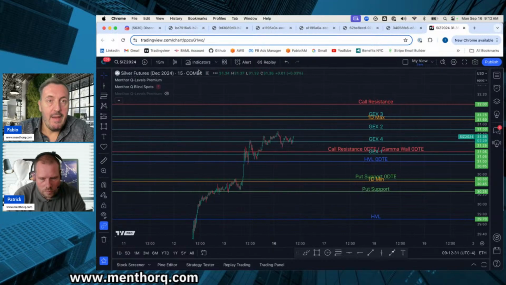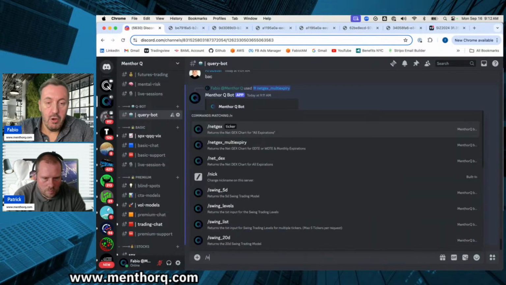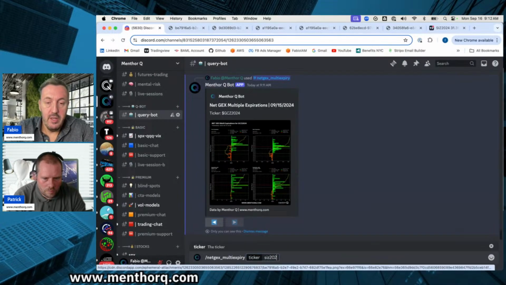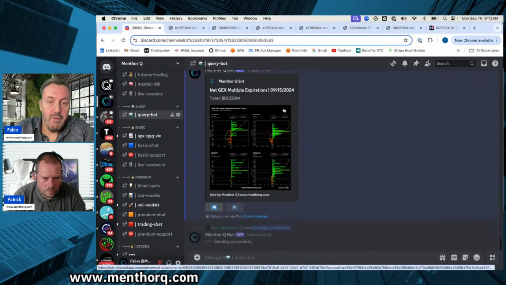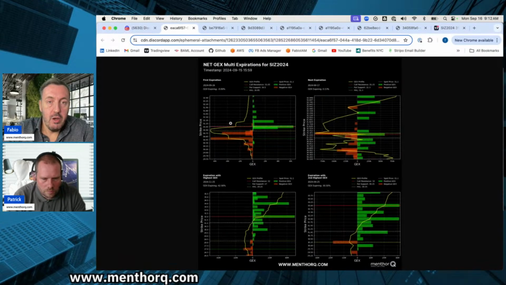And those are the levels. We can do the same exact thing here. If we go to our net GEX multi-expiration and we do our SC Z2024, which is a December contract, here we see some negative GEX positioning on the September 16 expiration at these levels, and then here you see the data for the next 4 expirations.